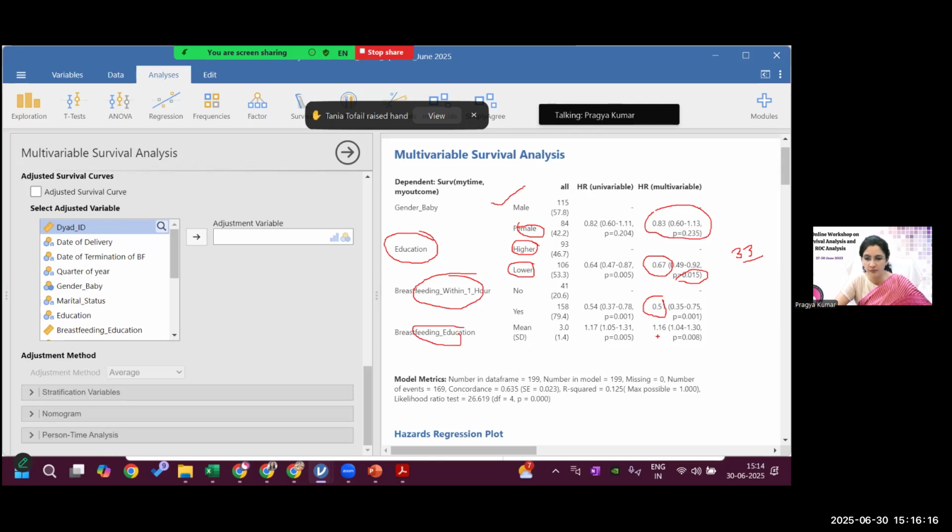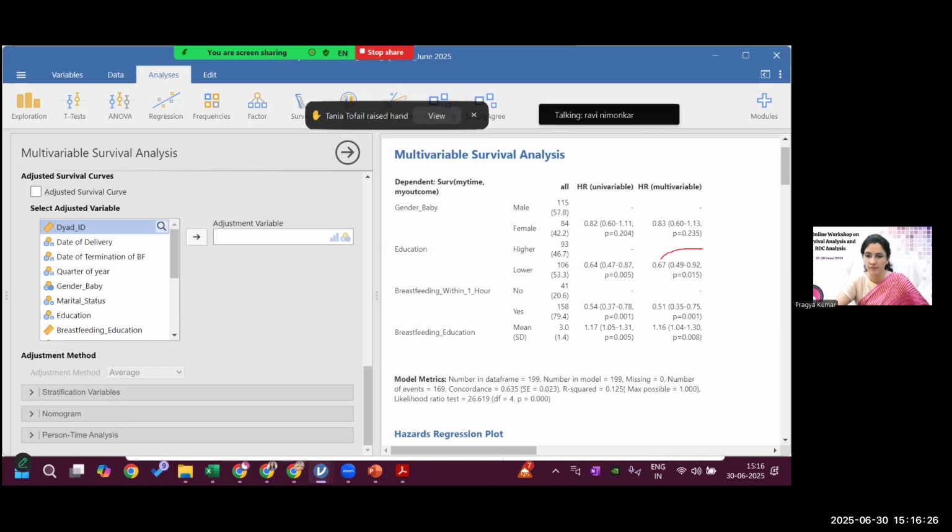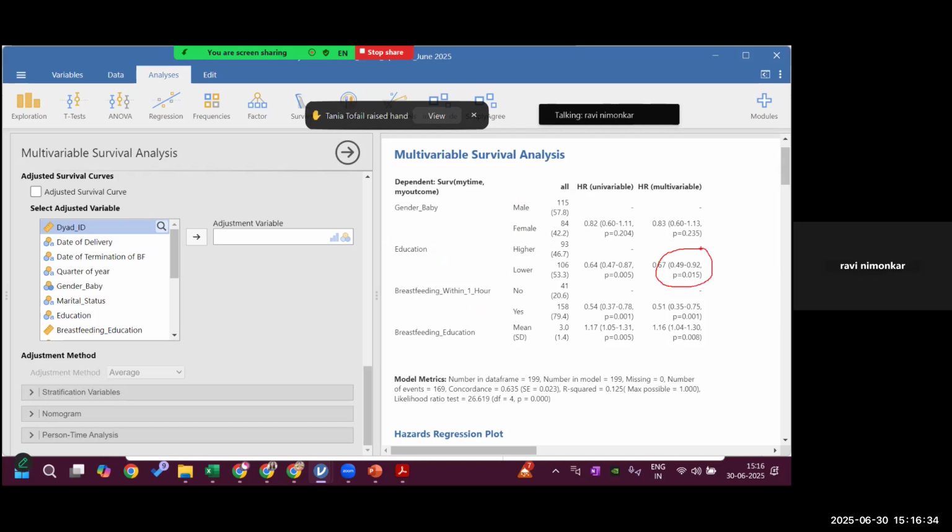So if you see, it is 1.16. Could you just come back to the education again, ma'am? Yeah, this one. Ma'am, the lower the education means it is protective. Yes. Strange, but that's the finding of their study. Okay, fine. It's actually dummy data, so you cannot see the real life implications. Understood.